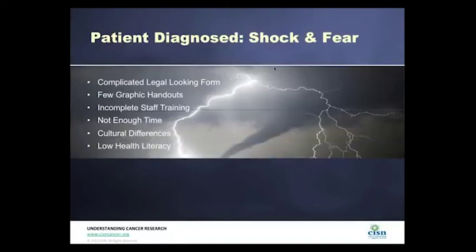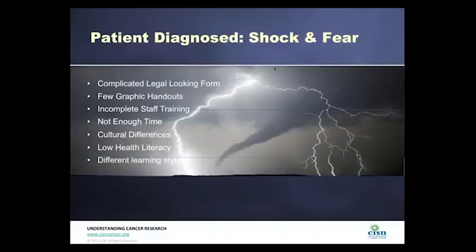Low health literacy. Who in the heck knows what randomization is, or equipoise, or risk-benefit, when they get diagnosed? Those are terms we don't know. And they're using them, talking about it like we know what they're saying, and we don't. So our health literacy is really low when we get a diagnosis and someone's talking to us about a clinical trial. We have different learning styles.